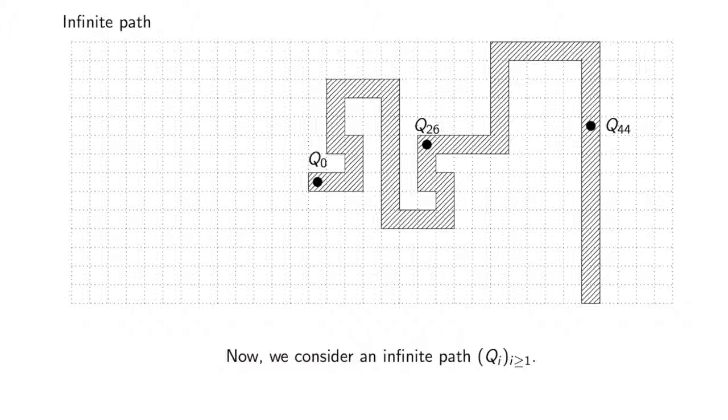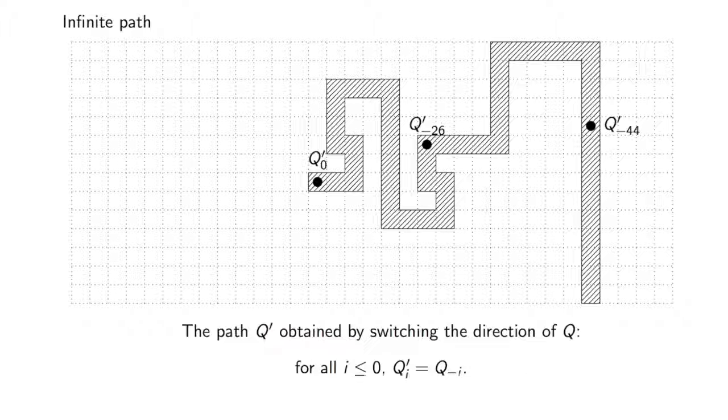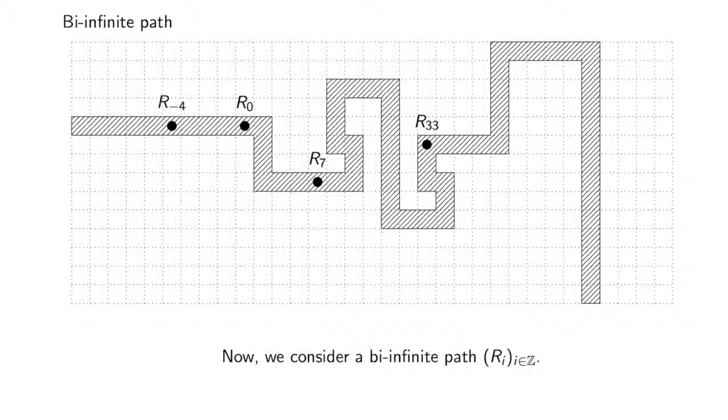Now, we present infinite paths. This example represents an infinite path Q. Such a path is made of an infinite sequence of positions, but the first position does not have a predecessor. This position is denoted by Q0. In this example the positions of Q are indexed from 0 to infinity. By switching the direction of Q, we obtain the following path. The positions of path Q' are indexed from 0 to minus infinity.